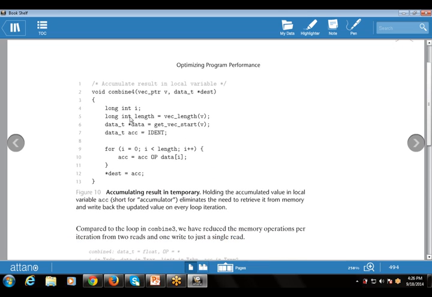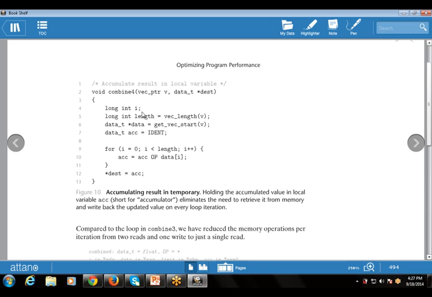Then we have discussed one program that is written in C language, with combine4 as the function name and return type void. These are the arguments: v is of vector type, and dest is a pointer variable. Int length equals vec_length, which means calculating the length of the vector. Then data_t pointer data uses the get_vec_start.